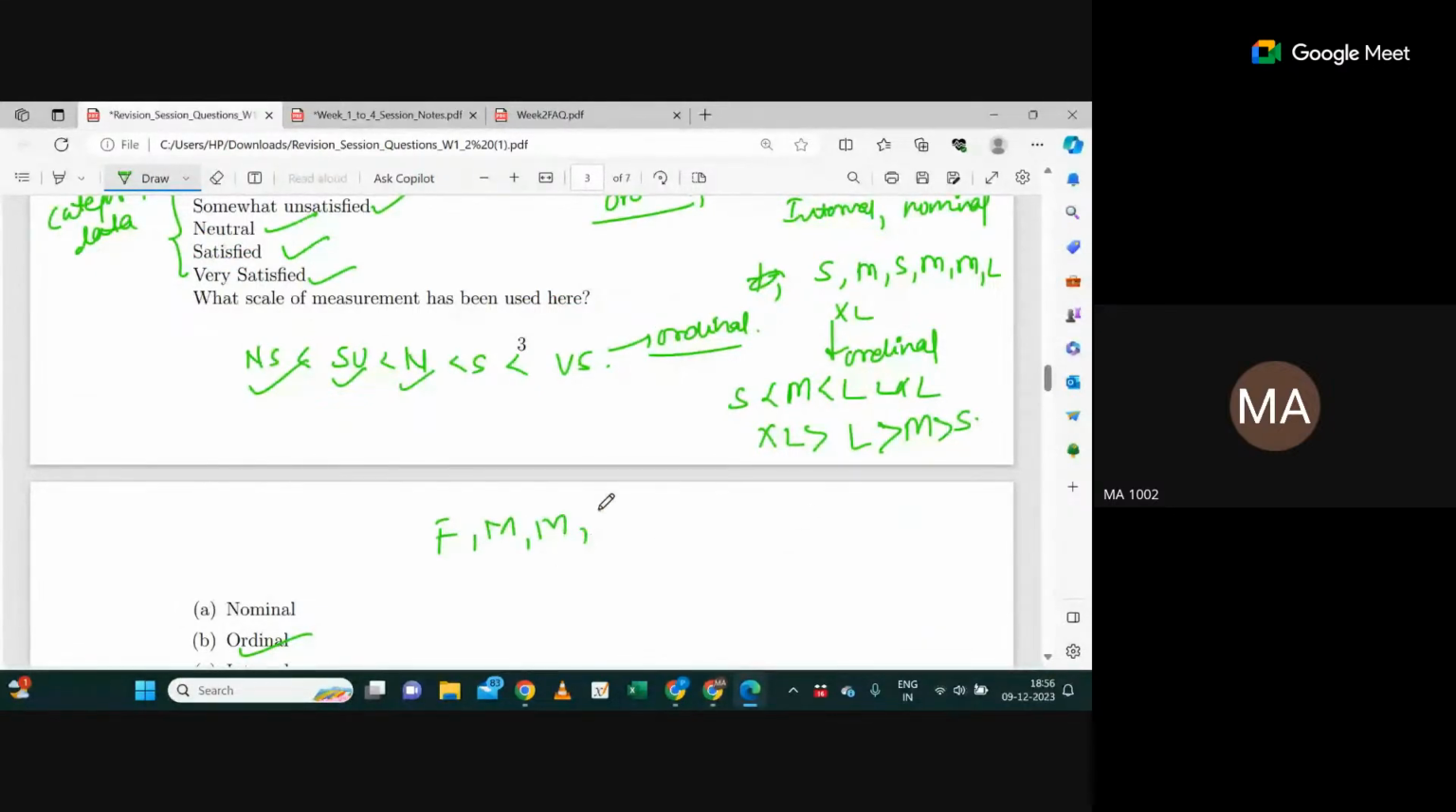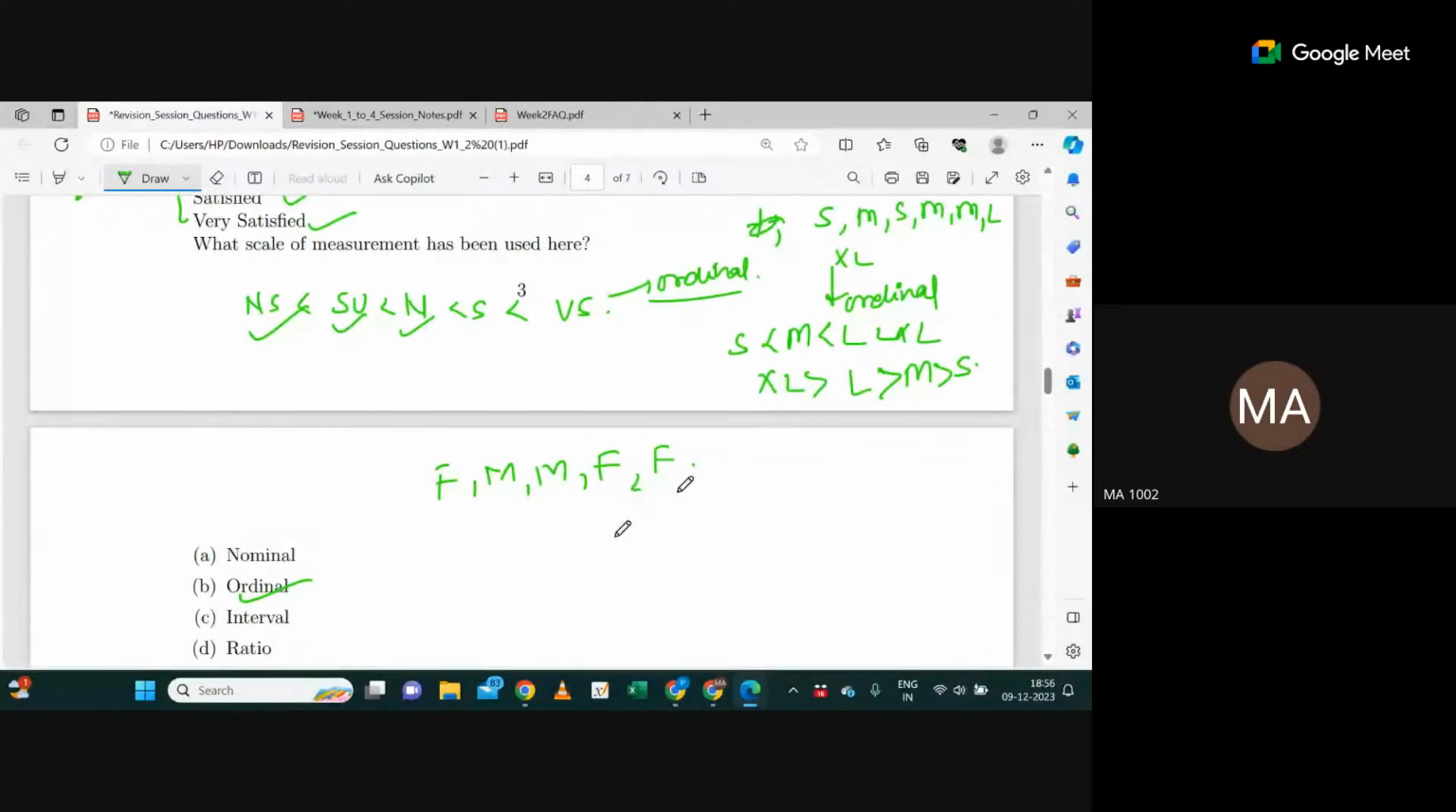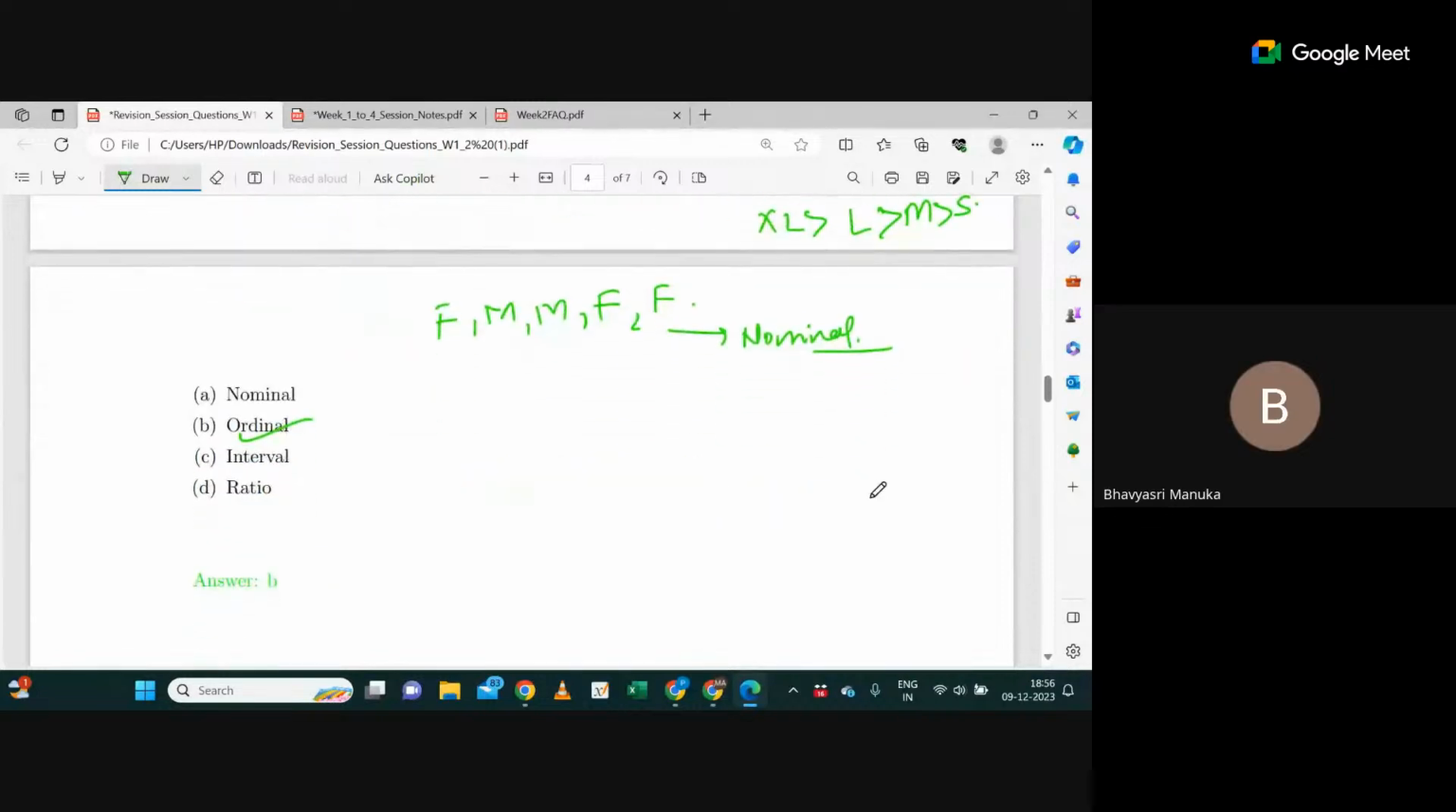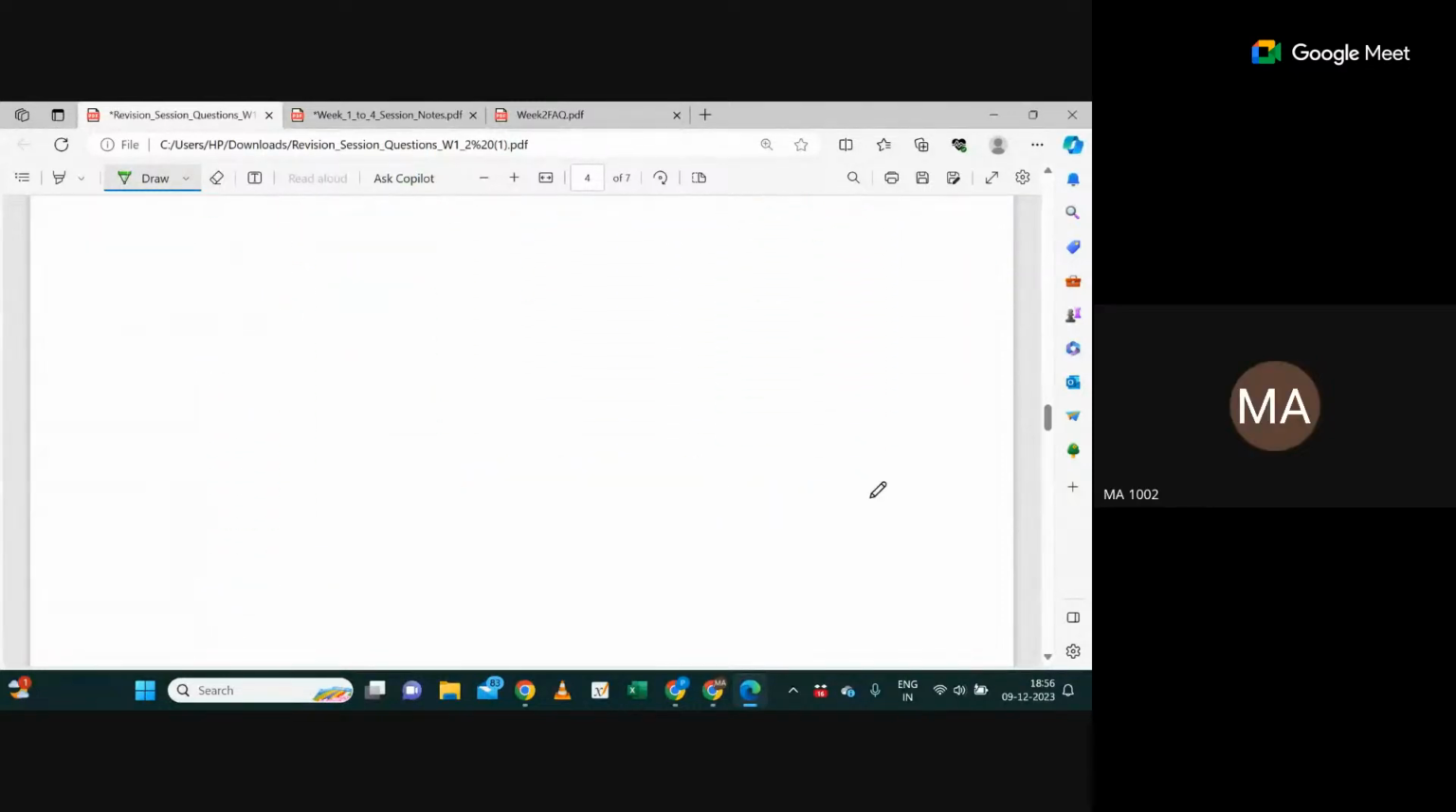If I took the example of female and male, is it ordinal or nominal? It's nominal, right? You can't order in between. Is this clear? Okay. So ordinal is the correct option for the above one. I think we have covered the concept.